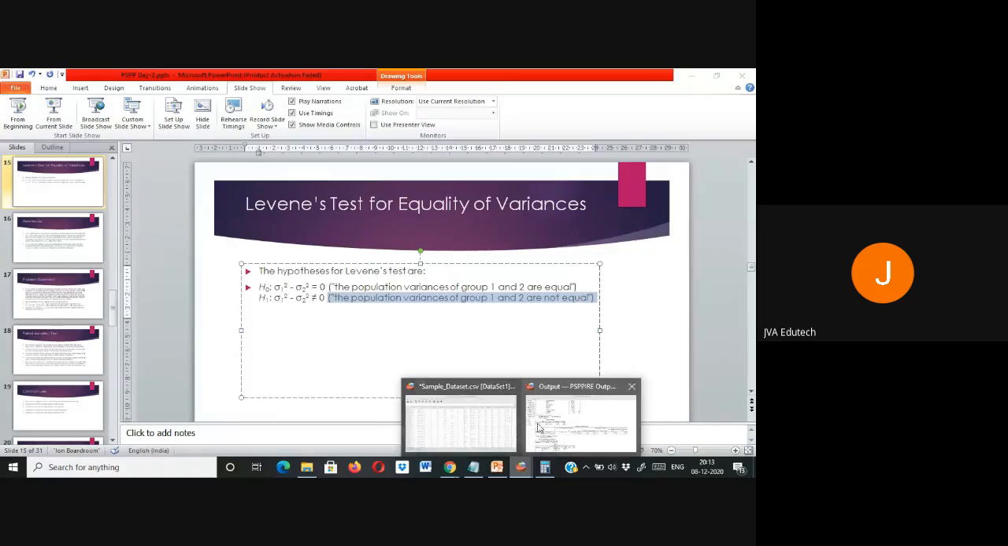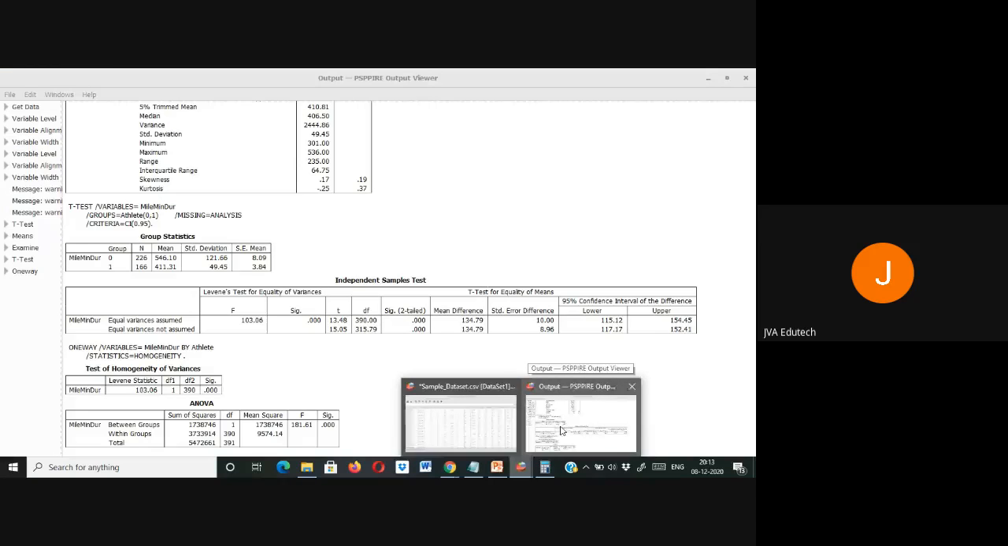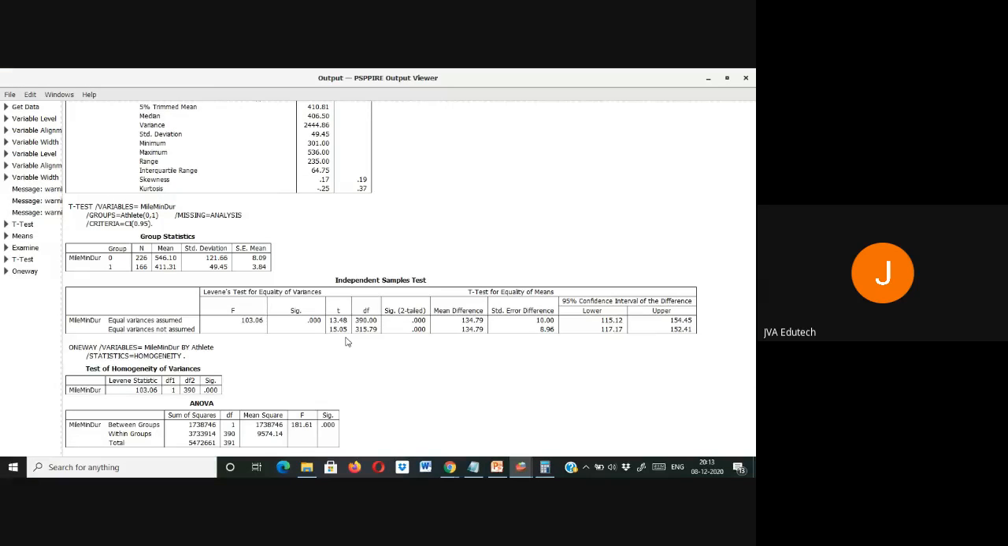Only after checking this hypothesis can we report whether we take equal variances assumed or equal variances not assumed, because there has to be a rationale. In our case, equal variances are not assumed. The null hypothesis was rejected. So which statistic will we take? Equal variance not assumed. Of course, however significant it is, 0.00, still the statistic will change.